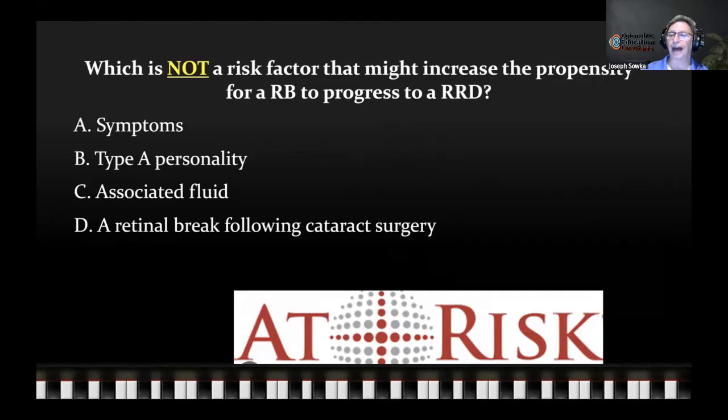So which is not a risk factor that might increase the propensity for a retinal break to progress to a rhegmatogenous retinal detachment? Symptoms, type A personality, associated fluid, or a retinal break following cataract surgery? So what's not really a risk? What is not a risk factor? What is something we're not going to consider in our decision tree?